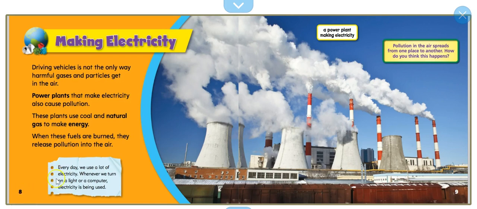Caption. Every day we use a lot of electricity. When we turn on a light or a computer, electricity is being used. Caption. A power plant making electricity. Caption. Pollution in the air spreads from one place to another. How do you think this happens?